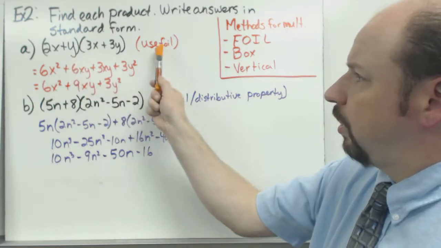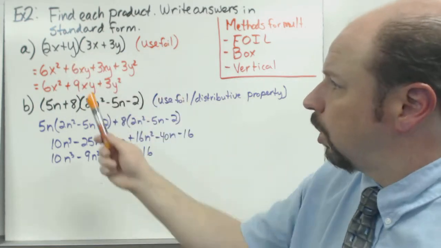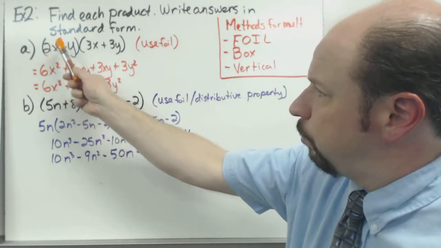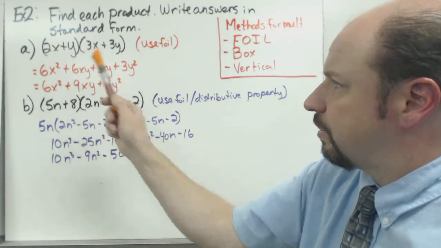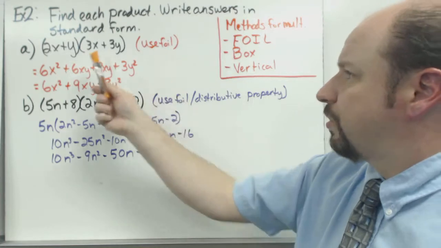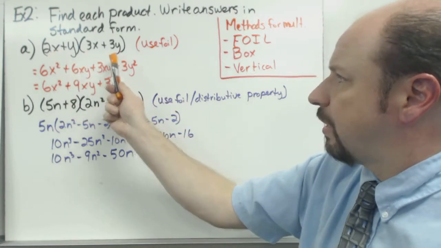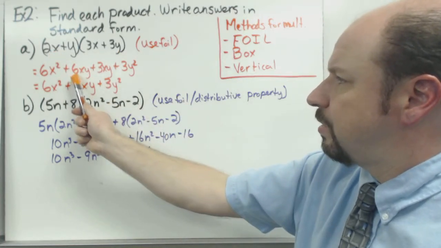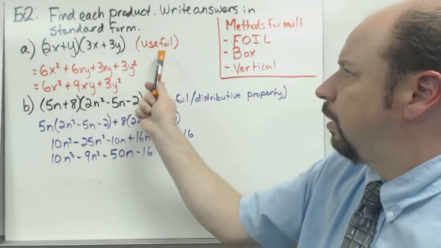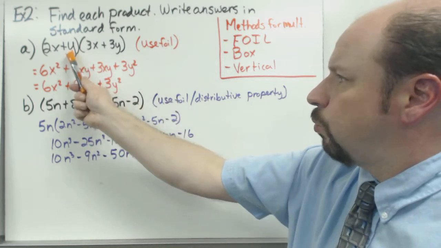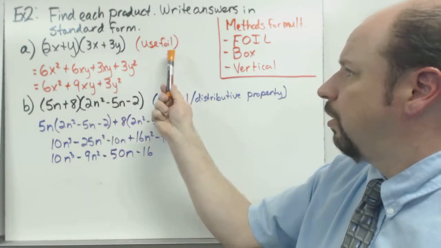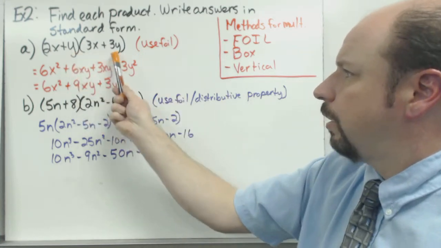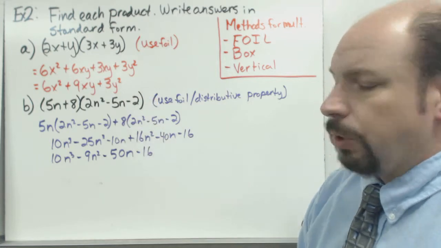Okay, so here I'm going to use FOIL on the first one. When we multiply 2x, F stands for first, of course, 2x times 3x is 6x squared. O is for outer or outside, so 2x times 3y is 6xy. I is for inside, so y times 3x, we can write as 3xy. And L stands for last, so y times 3y is 3y squared.